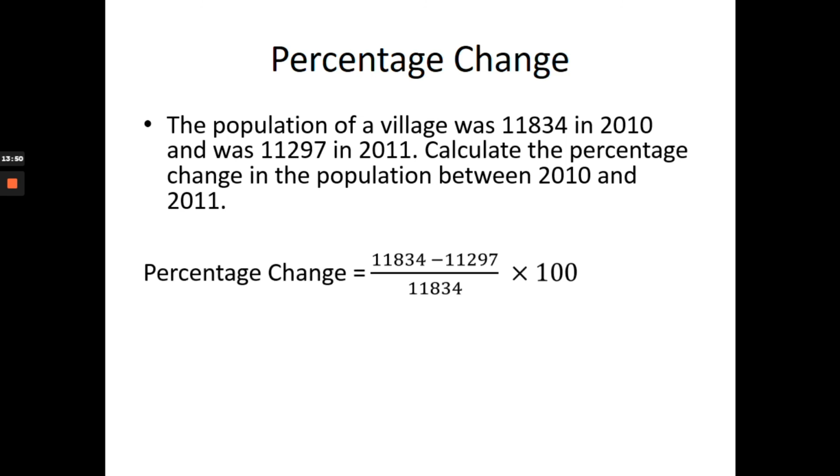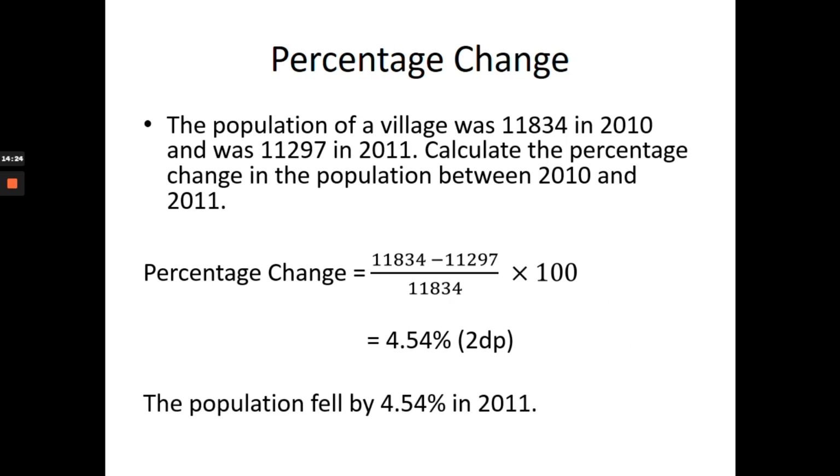There's the next one for you. I've put the equation up. I've even filled it in for you just to help support you. So can you please try that one? Okay, well done. So that would be your answer. 11,834 take away 11,297 equals 537. Divide that by 11,834 times by 100. That gives you 4.54%. So the population fell by 4.54% in 2011.